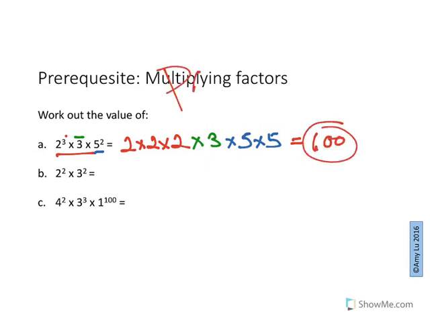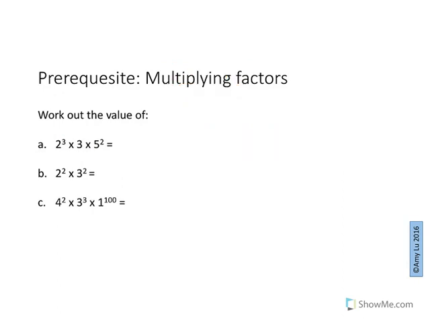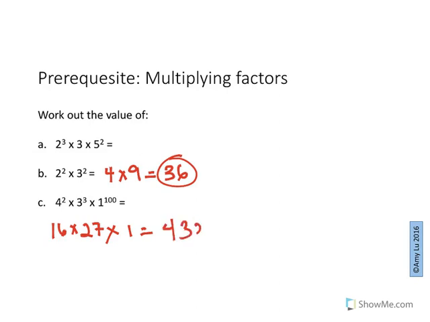So at this time, pause and go ahead and complete B and C. So 2 times 2 times 3 times 3. This is the same thing as saying 4 times 9, which makes 36. 4 times 4 makes 16, times 3 times 3 times 3, which makes 27, and 1 to the power of 100, well, that's just 1. So when you multiply this together, it makes 432.